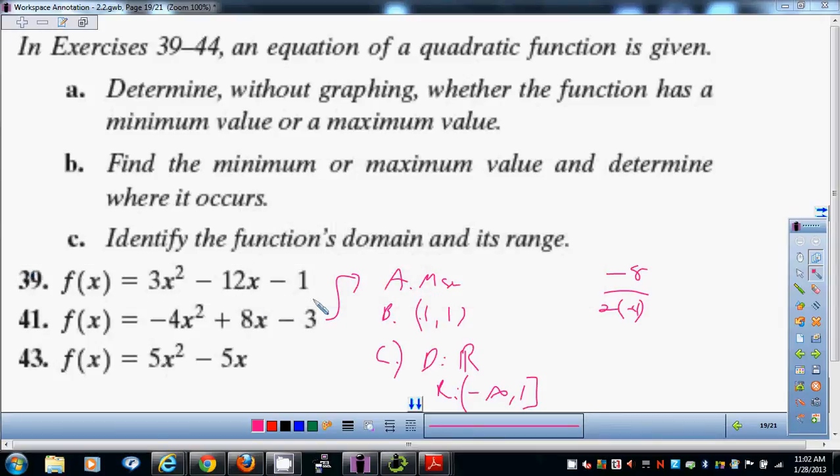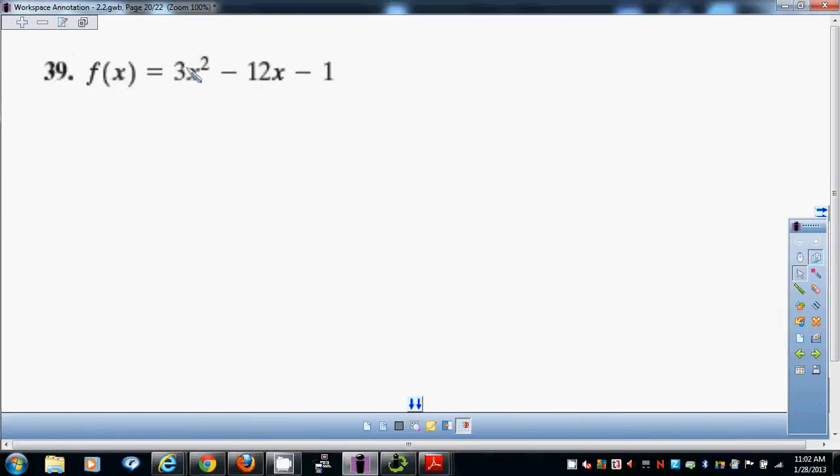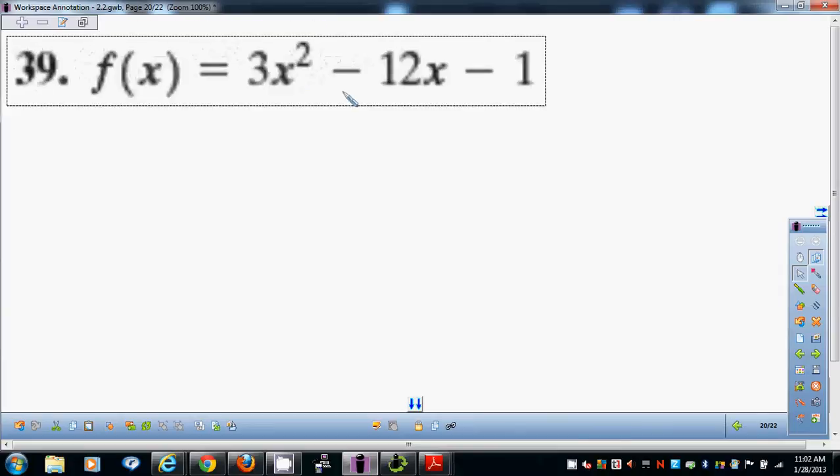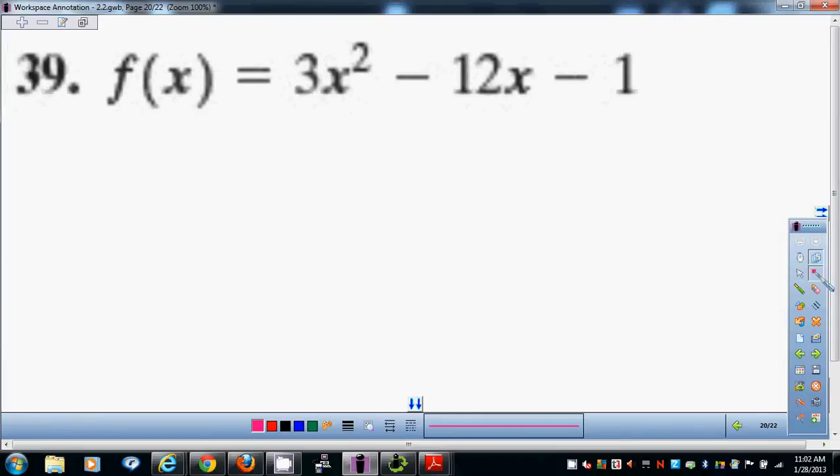First things first. Maximum or minimum? Is it positive or negative? It's positive. Thus, because it's positive, what's it going to have, Latifa? It's going to have a minimum.